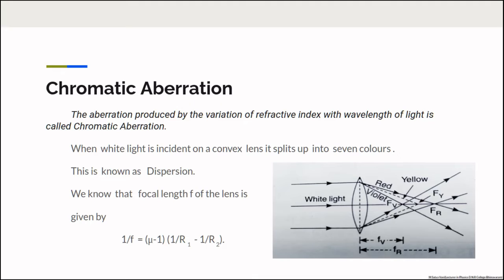We know that the focal length of a lens f is given by 1/f = (mu - 1)(1/r1 - 1/r2), where f is the focal length, mu is the refractive index of the material of the lens, and r1 and r2 are radii of curvature. If you observe this equation, focal length is inversely proportional to refractive index.